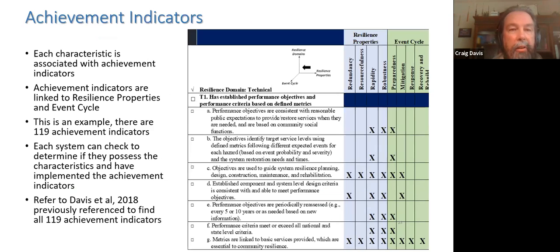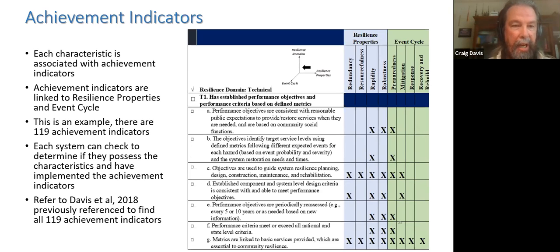So each characteristic is associated with achievement indicators. So all 18 have achievement indicators. The achievement indicators are linked to the resilient properties and event cycle, which are shown in this table on the right. This is just an example, but there are 119 achievement indicators that were published, actually 3 more with the 18th characteristic. So 122 achievement indicators at present.